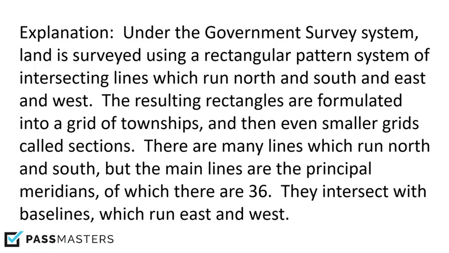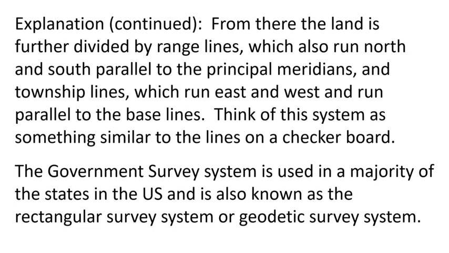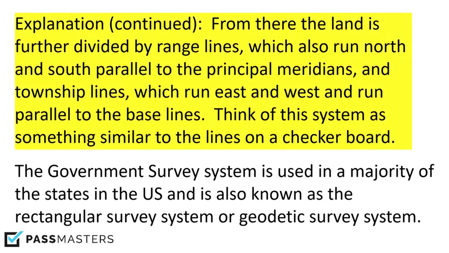So we say they intersect with the baselines. Those are the two main lines. Principal meridians intersect with the baselines, which run east and west. Moving further with the explanation. From there, the land is further divided by range lines, which run north and south, parallel to the principal meridians, and township lines, which run east and west and run parallel to the baselines.